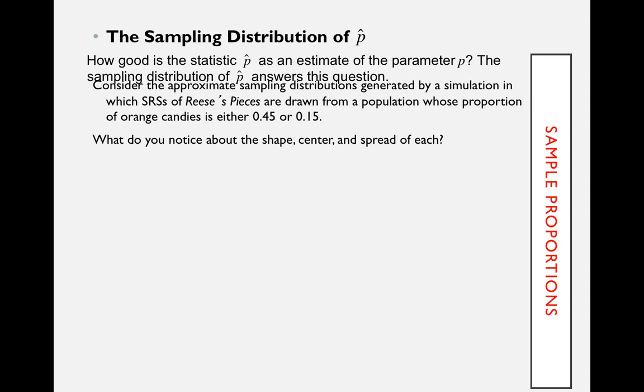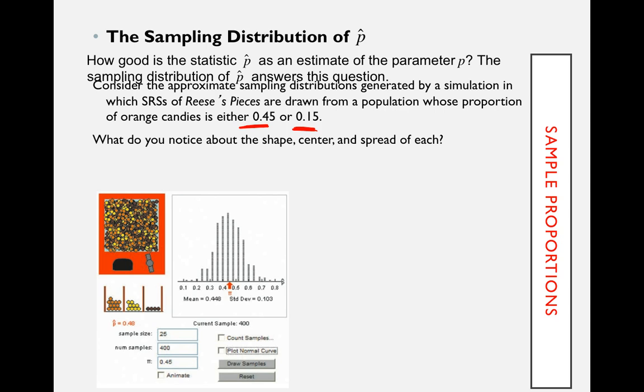So here is an example. We want to decide how well our statistic p hat is doing at estimating some unknown parameter p. In this case, we're going to consider Reese's Pieces candies. We have two different cases to consider. First, the case where the population proportion is 45% orange. And then separately, the scenario where it's 15% orange.